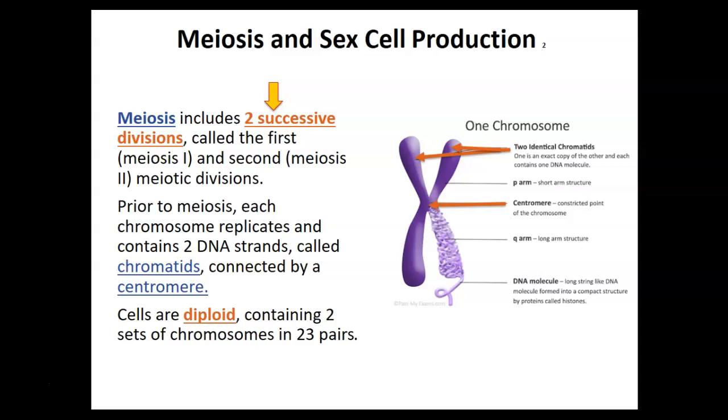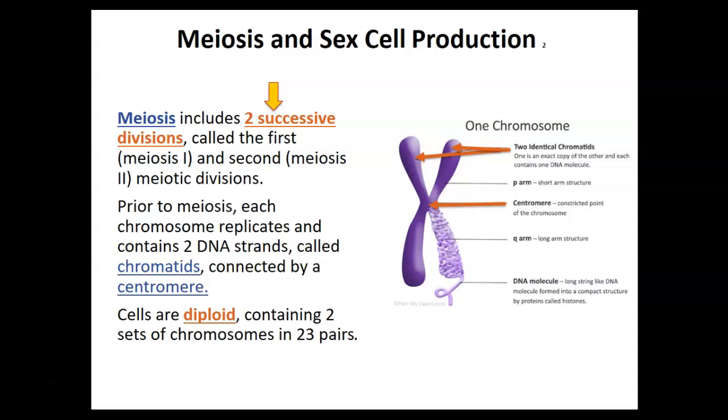So meiosis is 2 cell divisions. Remember, mitosis is 1 cell division. Meiosis 1 and meiosis 2 each do different things. And there's more vocab, so we're going to go over some of that here.